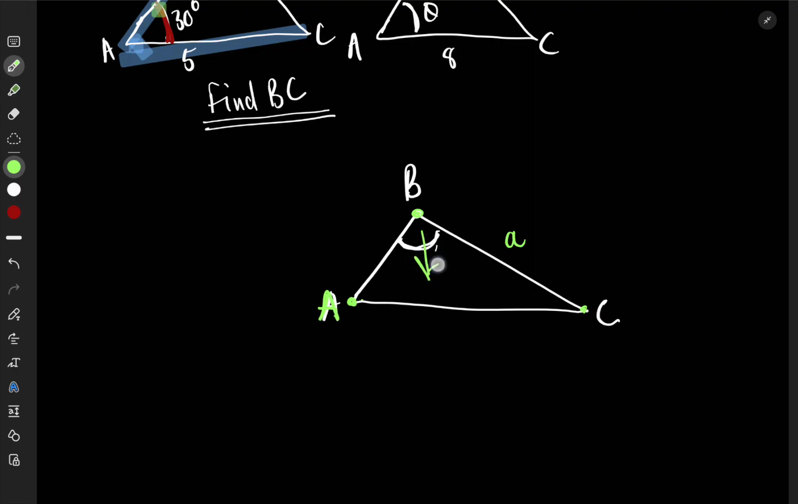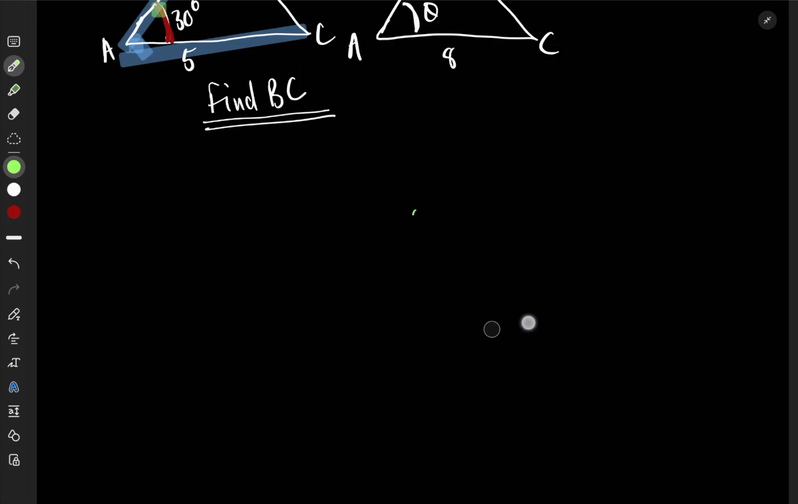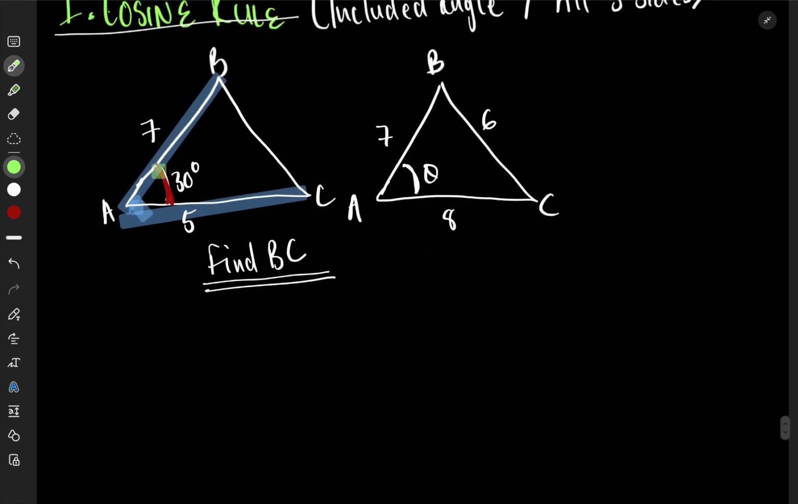Opposite B here is going to be the side small b. And then opposite C there is going to be the side small c. Once you have labeled your triangle, then you can start applying the rules. So now that I've labeled, let's go back to the other one and let's label together.